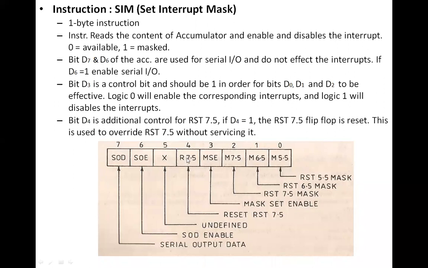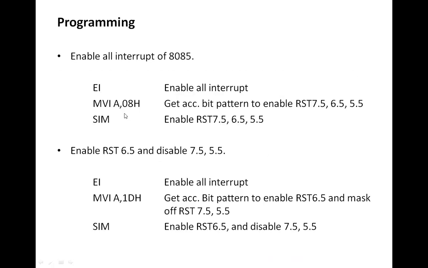And since we don't want to reset the RST 7.5, it will be 0. And this is unidentified, so this will be 0. Since we don't want any kind of serial input and output, this should be 0, and this should be also 0. So 0, 0, 0, 0. It means 0. And this is 1, 0, 0, 0. It means 0 and 8 should be put into the accumulator if we want all the interrupt lines to be available. So that is what has been done.